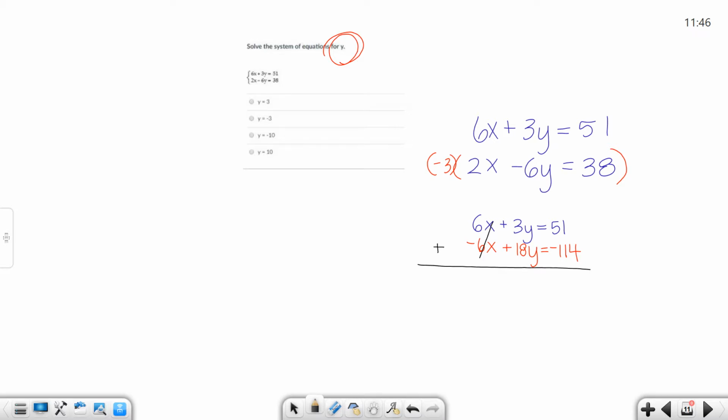Your 6x's add out. You get a 21y. And if you added negative 114 plus 51, you would get negative 63. Solve this out, divide both sides by 21, and y would equal negative 3. My problem did ask for y, so since my problem asked for y, this is my answer.